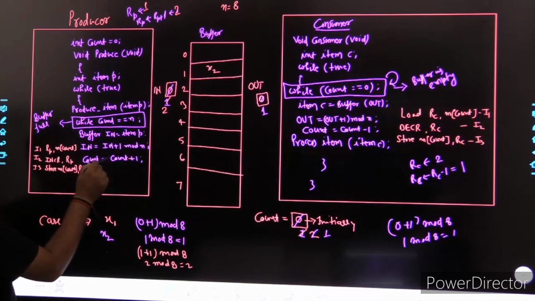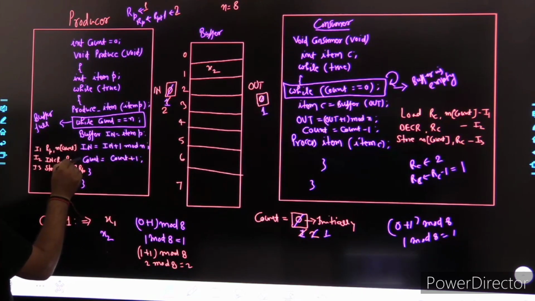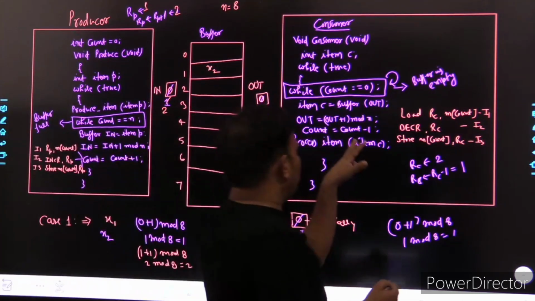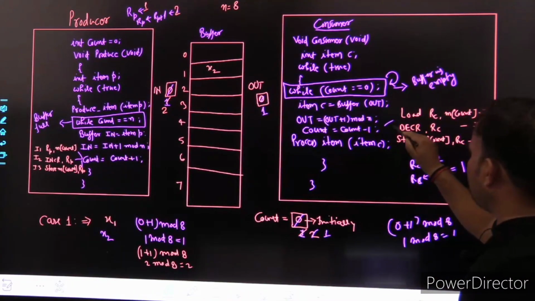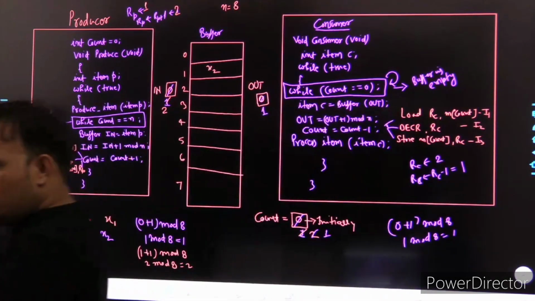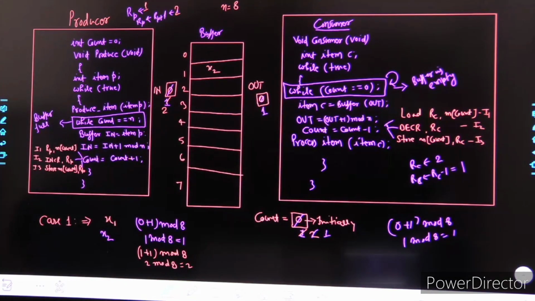To execute this count plus 1, we need to execute these three instructions. I hope you understand. To execute this count equal to count minus 1, we need to execute these three instructions. I hope you understand clearly. So please note this down. Then I will give you case 2, which shows what the problem is in this producer consumer problem.